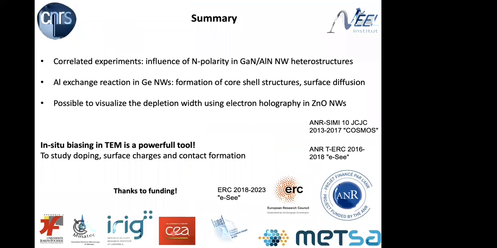So as a wrap up, I showed you correlated experiments, aluminium exchange reaction in germanium nanowires, and that we can visualize the depletion using electron holography. So I hope that you thought that TEM biasing is interesting. In-situ biasing in the TEM is interesting.